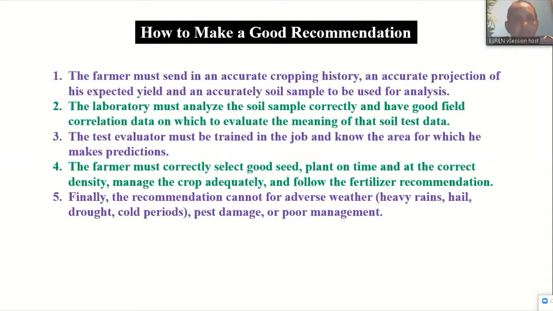Laboratory must analyze the soil samples correctly. So that is very important. If we in person are doing something wrong, that will happen. If the machine is not in good condition, that also gives misleading information. So we should correct these two. Test evaluator must be trained in the job and know the area for which he makes predictions.